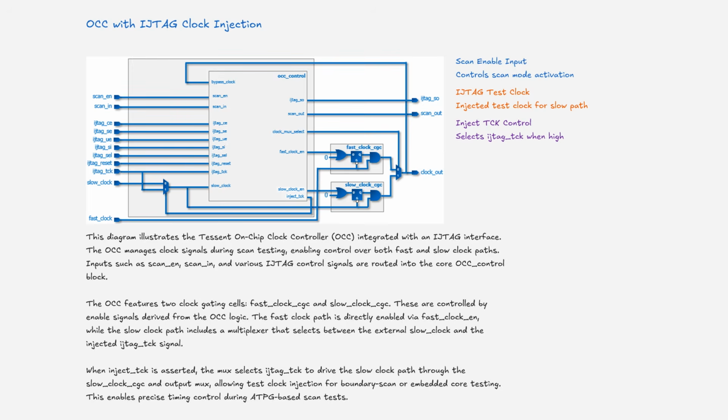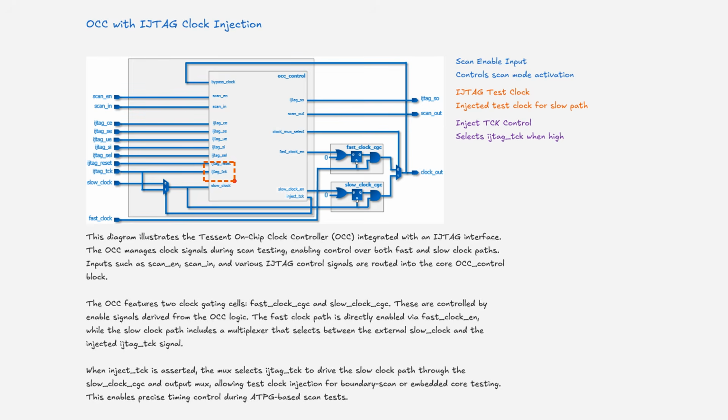This diagram illustrates the Tessent On-Chip Clock Controller, on-chip clock, integrated with an IJTAG interface. The on-chip clock manages clock signals during scan testing, enabling control over both fast and slow clock paths. Inputs such as scan enable, scan in, and various IJTAG control signals are routed into the core on-chip clock control block. The on-chip clock features two clock gating cells, fast clock CGC and slow clock CGC. These are controlled by enable signals derived from the on-chip clock logic.